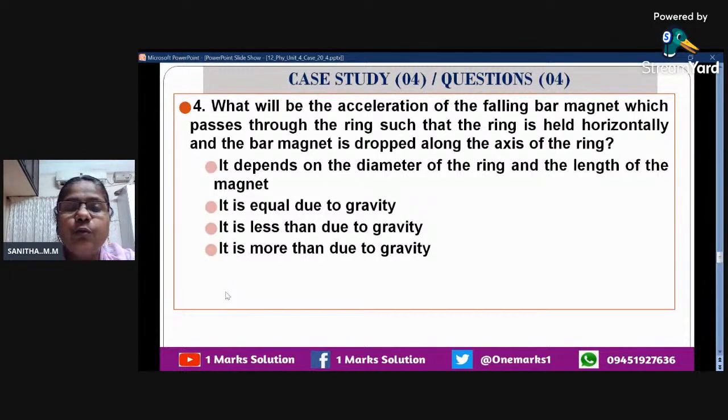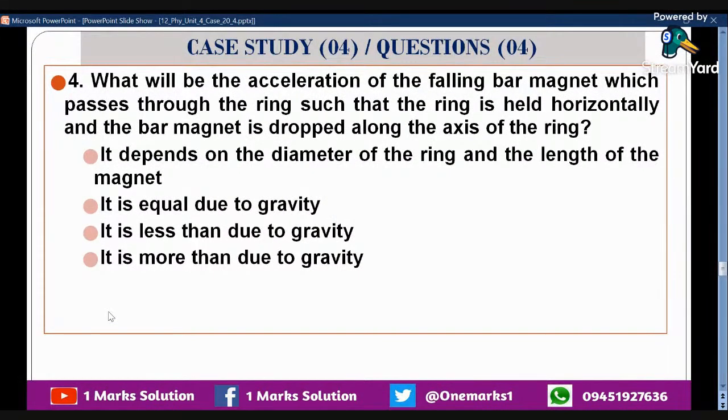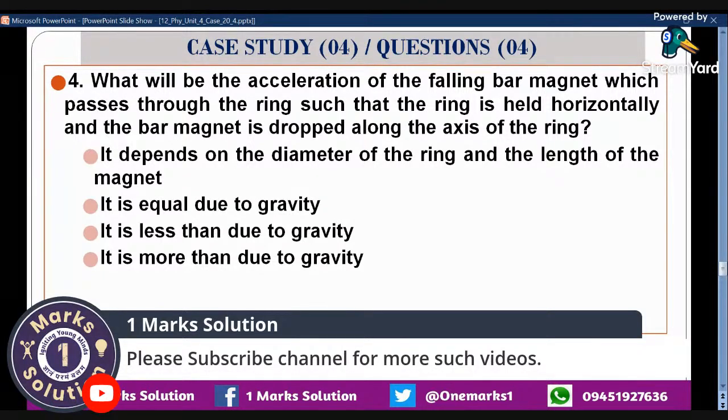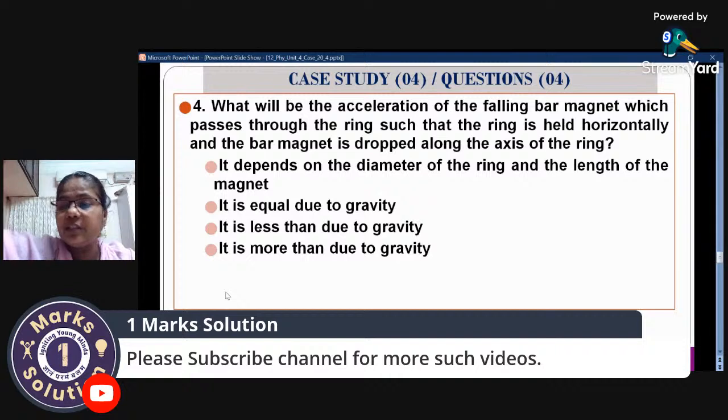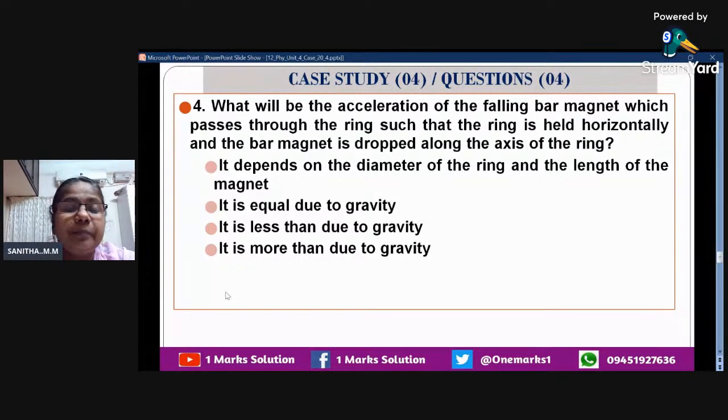Now let us move on to the fourth one. What will be the acceleration of the falling bar magnet which passes through the ring? The ring is held horizontally and the bar magnet is dropped along the axis of the ring. Consider a ring like this, and the bar magnet is kept in this manner. We will read the options first of all. It depends on the diameter of the ring and the length of the magnet.